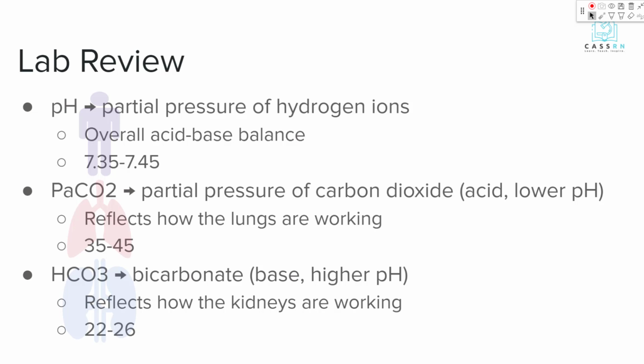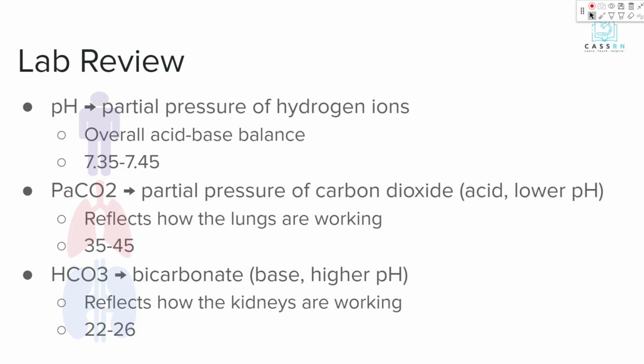pH is partial pressure of hydrogen ions. This is just the overall acid-base balance. And the normal range for this is 7.35 to 7.45. On PaCO2, the partial pressure of carbon dioxide, this is an acid and it will lower the pH. This is a reflection of how the lungs are doing, and the normal levels are between 35 and 45.